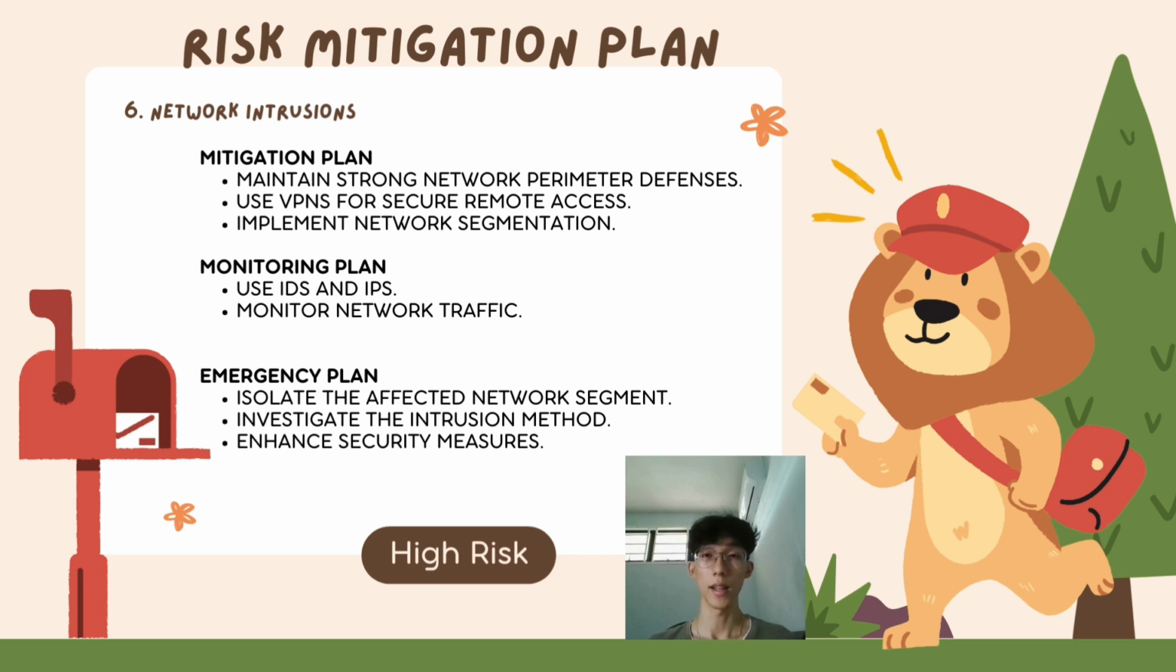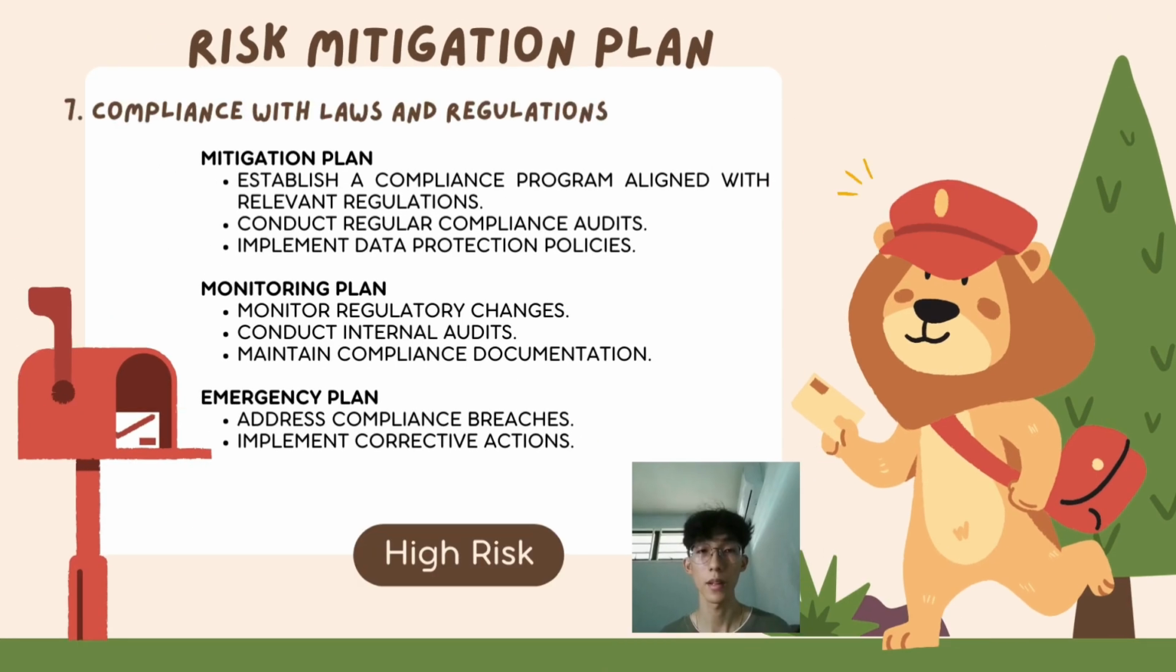In the event of network intrusion, isolate the affected network segment immediately to prevent further compromise, and also conduct a thorough investigation to determine the intrusion method and extent of the breach. Enhance security measures based on investigation findings to prevent future intrusions and strengthen the network defenses of the company. In summary, network intrusion poses a serious threat to an organization's security and operational continuity, and implementing robust mitigation, monitoring, and emergency response plans is critical to safeguarding all the network resources and mitigating these potential risks effectively.